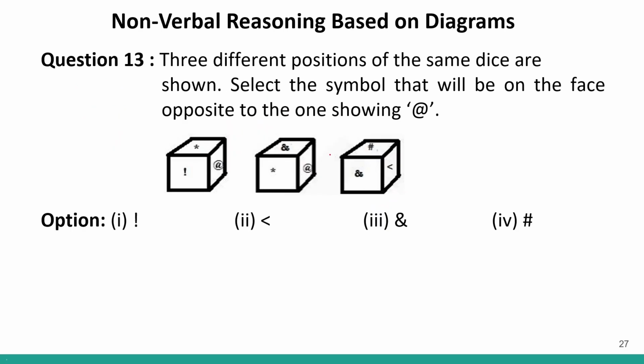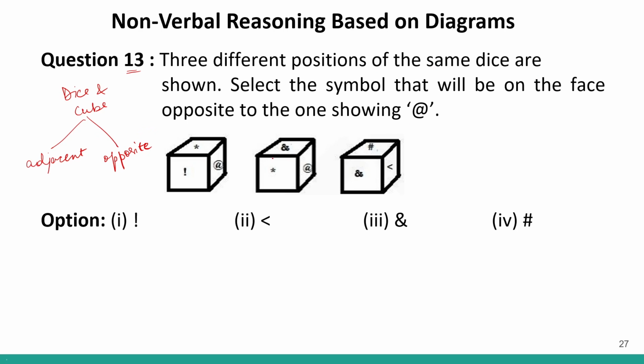Okay. Now, question number 13. This is dice and cube. In dice and cube, I have told you there are two concepts. Either the numbers are adjacent to each other or the numbers are opposite to each other. Now, this is a very interesting question. These are the two concepts, right?